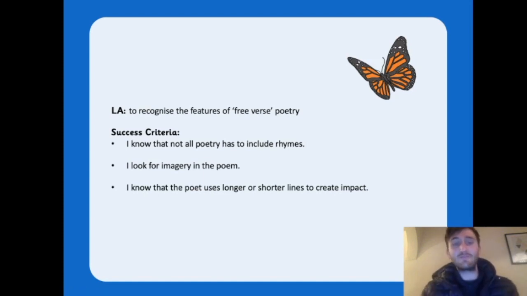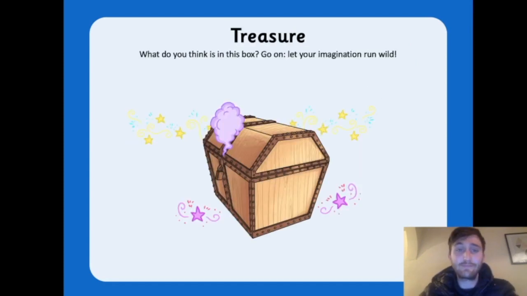Well, our LO is just to recognise the features of free verse poetry, and it's also to have a go at writing our own. And our success criteria, well, I want you to know that not all poetry has to include rhymes. I want you to look for imagery in the poems, and I also want you to know that the poet uses longer or shorter lines to create impact.